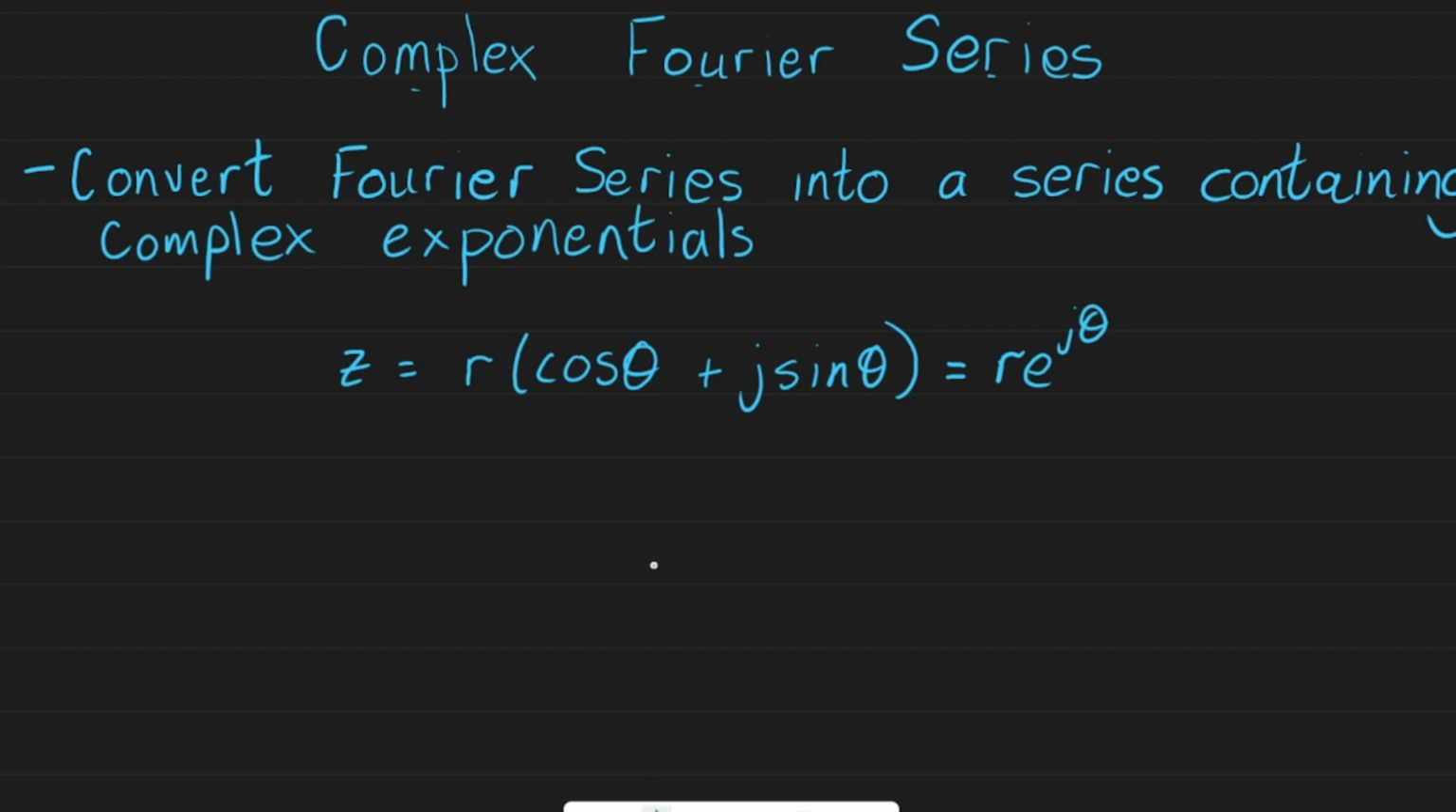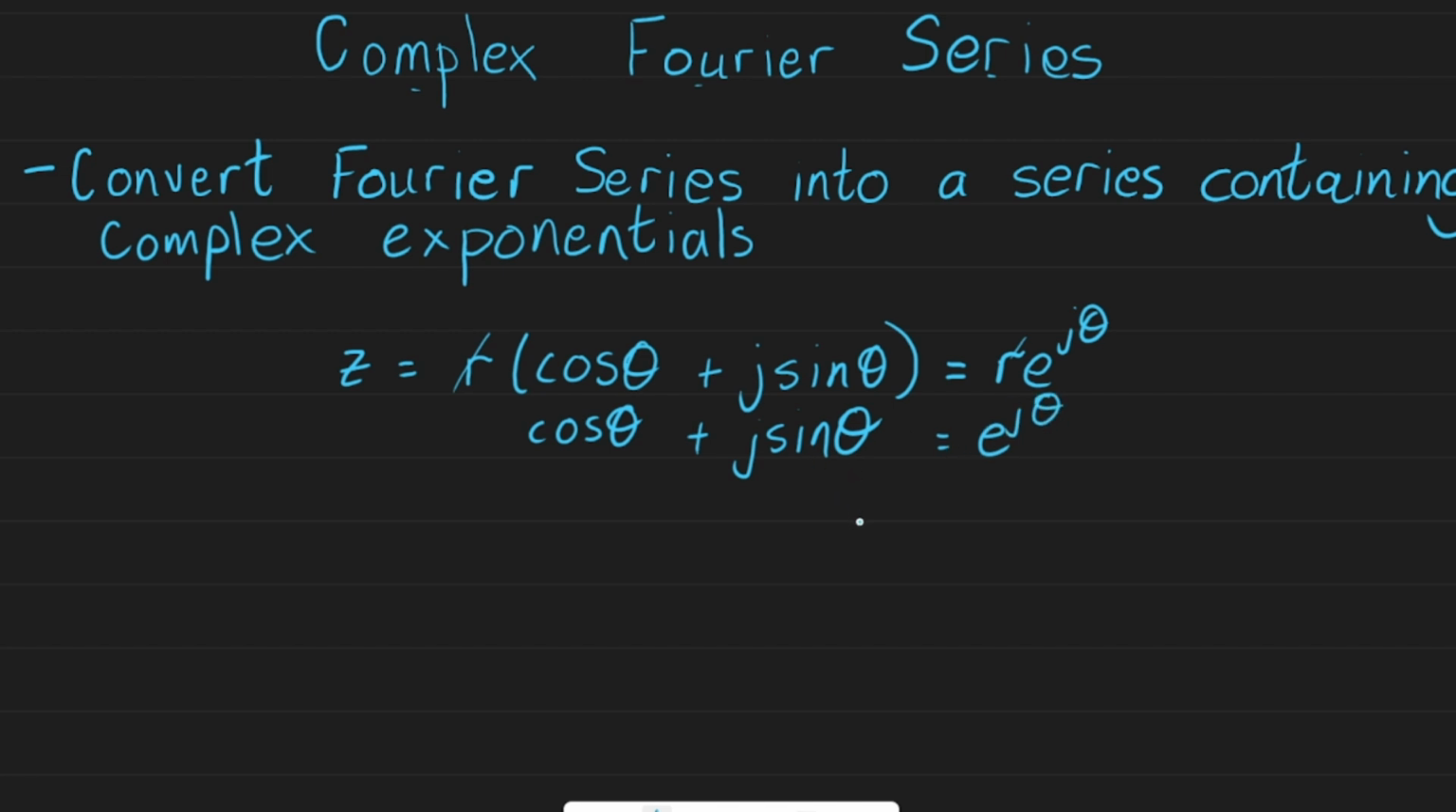So how does this relate to the Fourier series? How can we use this to convert it to the Fourier series? Well, you can see that there's a cos and there's a sine. So what we're going to do is get expressions for cos theta and sine theta, and then we're going to substitute that into the Fourier series. So we're now going to divide both sides by r. And when we do that, we get that cos theta plus j sine theta is equal to e to the power j theta.